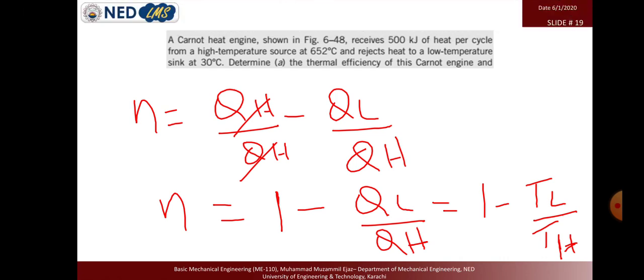Let's solve this numerical. A Carnot engine, shown in figure 6.48, which comes from the Cengel book, receives 500 kilojoules of heat per cycle from a high temperature source at 652, and rejects heat to a low temperature heat sink at 30 degrees centigrade. Determine the thermal efficiency of the Carnot engine and the work done by the system. Let's solve this numerical, but before solving it we will see the picture from the book.